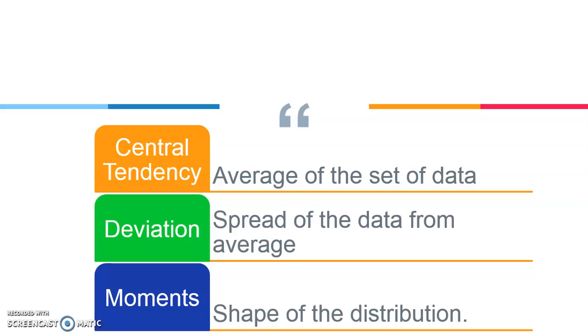Central tendency gives the average of the entire dataset. Deviation decides the spread of data from the average value, while moments decide the shape of the distribution. So moments play a very important role in statistics in order to decide the shape of the distribution.